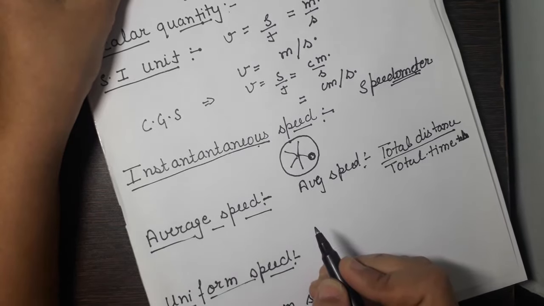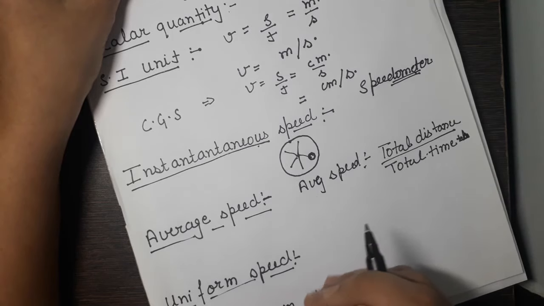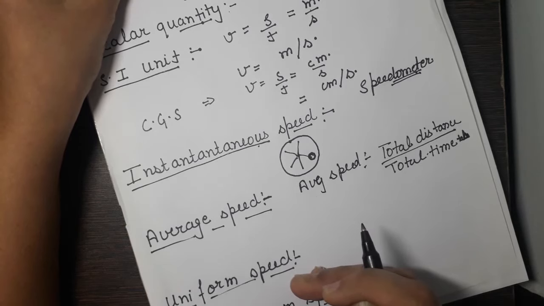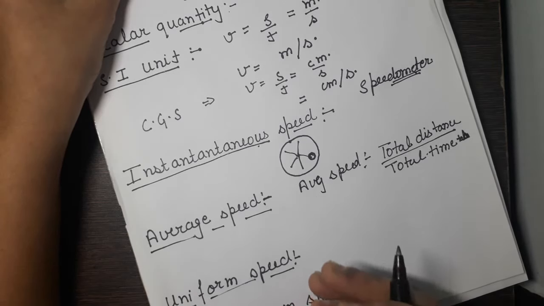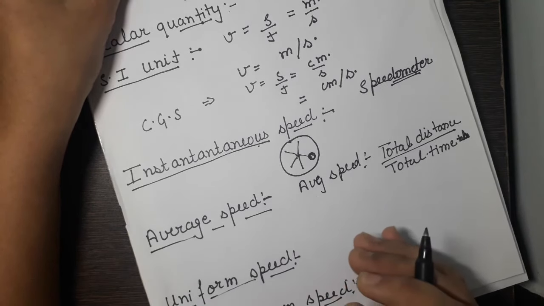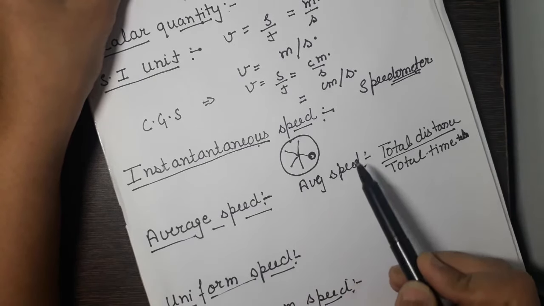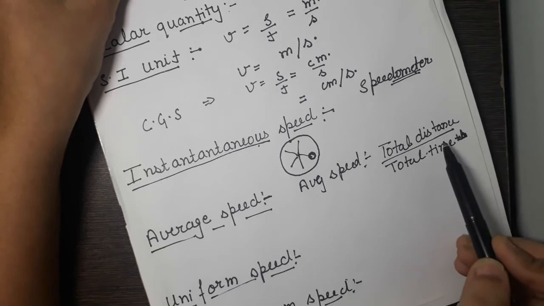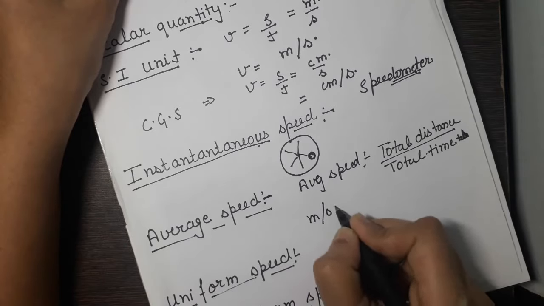If you observe the speedometer of a car for some time, you will observe that its speed keeps on changing instantaneously. In such a situation, it becomes difficult to predict which body moves faster or slower during the entire journey. To solve this problem, we calculate the average speed of the body. So average speed is defined as the ratio of total distance traveled to total time taken by the car. The SI unit of average speed is the same, meter per second.